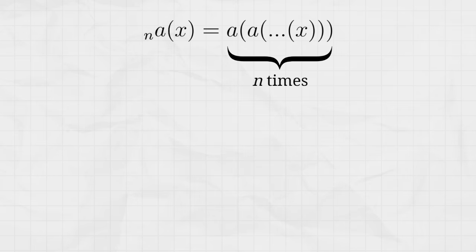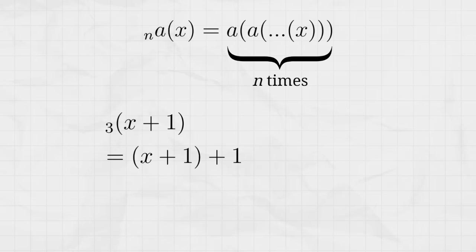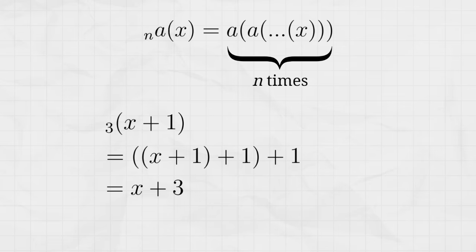So, as an example, let's take sub 3 of x plus 1. We nest x plus 1 inside itself 3 times, so we get x plus 1 plus 1 plus 1, which turns out to be x plus 3.